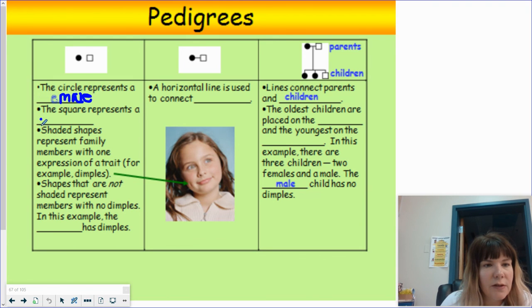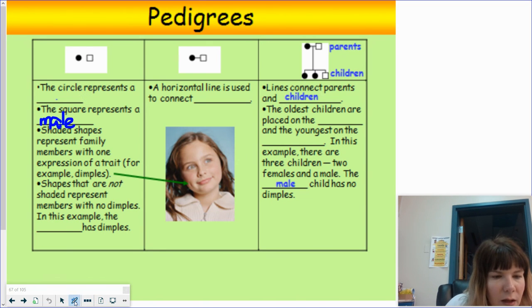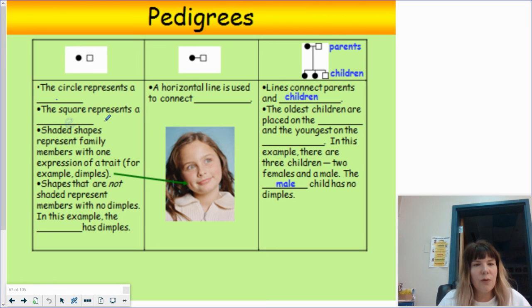Oops, not sure why that disappeared. Oh, because I'm using the magic pen. Sorry, I've got to change that. So female and male. I just want to change this. Okay. And I don't know if that's going to work.